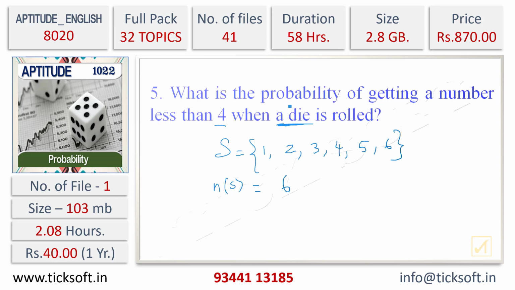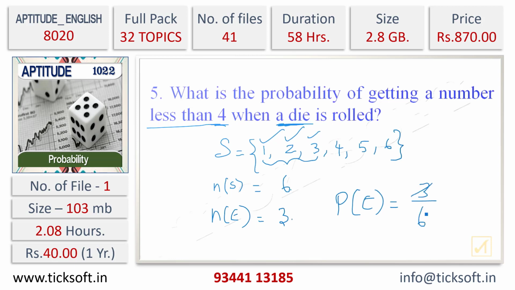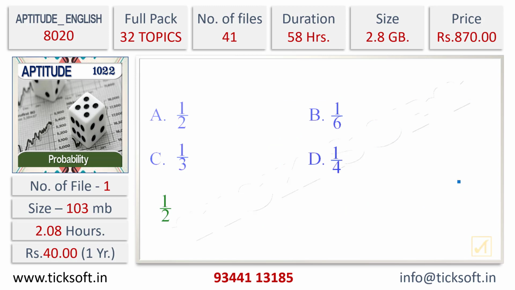Now listen, we have to find the probability of getting a number less than 4. So less than 4 we have 3 numbers, 1, 2, 3. So hence n of E will be equal to 3, because we have totally 3 elements which are less than 4. So P of E will be equal to n of E by n of S, that is 3 by 6. If we cancel these two values by using the common factor 3, then what will we get? Here 1 into 3, 3, 2 into 3, 6. Hence the answer here is 1 by 2. That is, out of these 4 options, option A 1 by 2 is the correct answer.